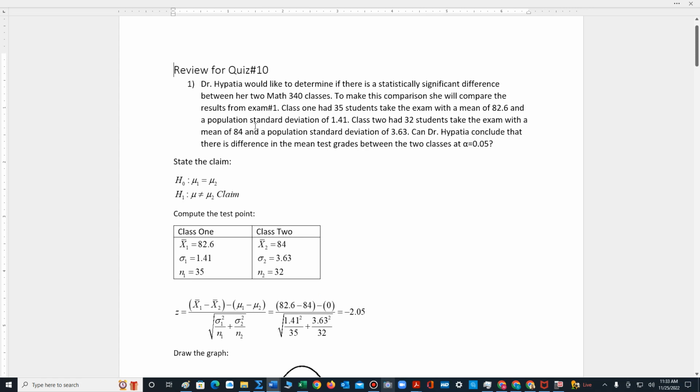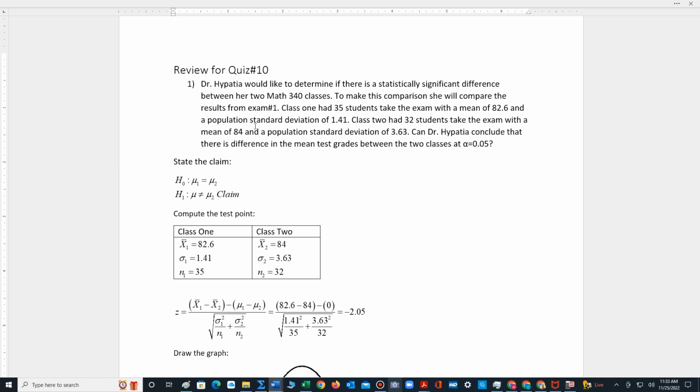It says Dr. Hypatia would like to determine if there is a statistically significant difference between her two Math 340 classes. To make this comparison, she will compare the results for exam number 1. Class 1 had 35 students take the exam with a mean of 82.6 and a population standard deviation of 1.41. Class 2 had 32 students take the exam with a mean of 84 and a population standard deviation of 3.63.